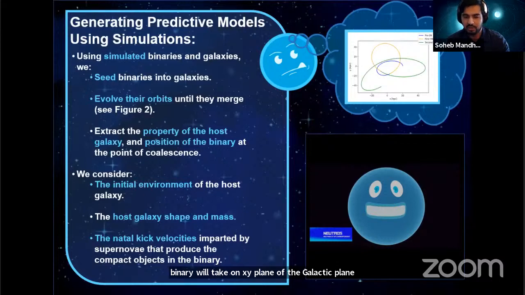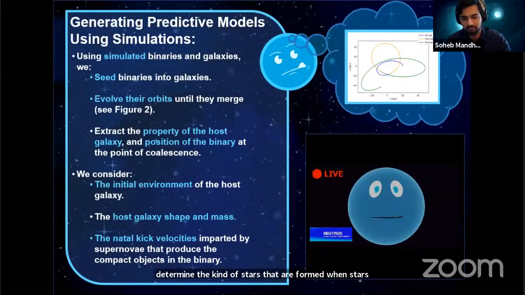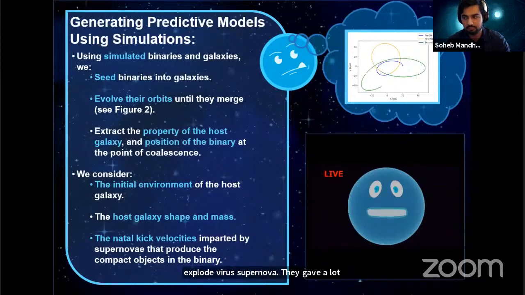Now, when the binary merges, we can then, using these simulations, extract the properties of the host galaxy and the position of the binary at the point of coalescence. Now, this is important, as we'll see later on. Keep in mind that the environment of the galaxy will determine the kind of stars that are formed. When stars explode via a supernova, they gain a velocity from the impact of the explosion.